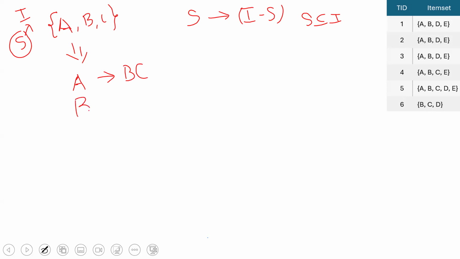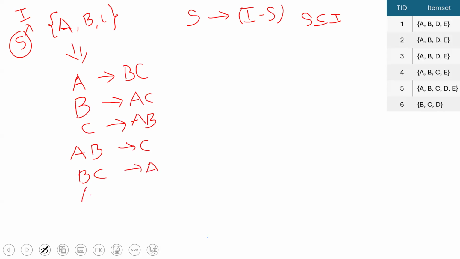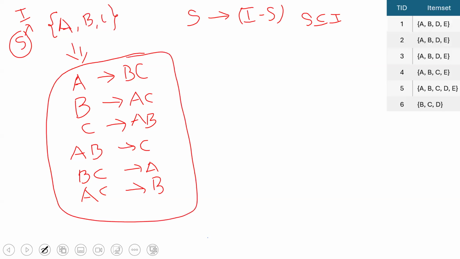Now the second one would be B to AC, C to AB. Now take two combinations: AB to C, BC to A, AC to B. Okay, so these are the possible association rules that you can derive.